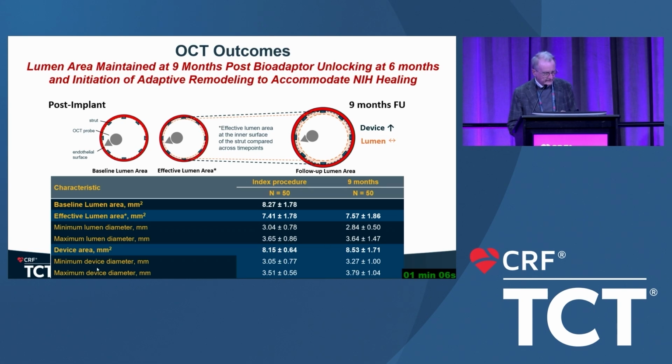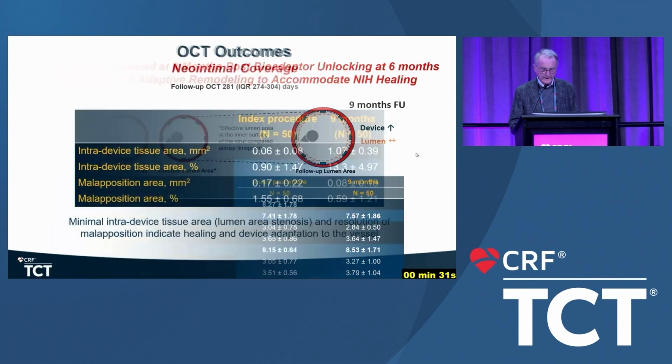And the device area goes from 8.15 to 8.53, again with a relatively acceptable standard deviation. So I think this enlargement of the device is present not only in simple lesions, but also in complex lesions. It may not be consistent across all the lengths of the device because it also depends on how effective the lesion preparation was, but definitely this is something that we have never seen with any other stent.